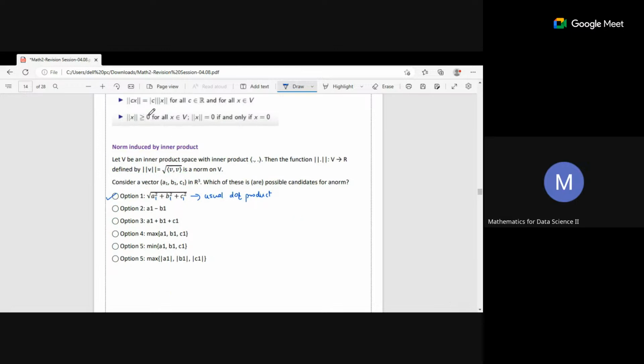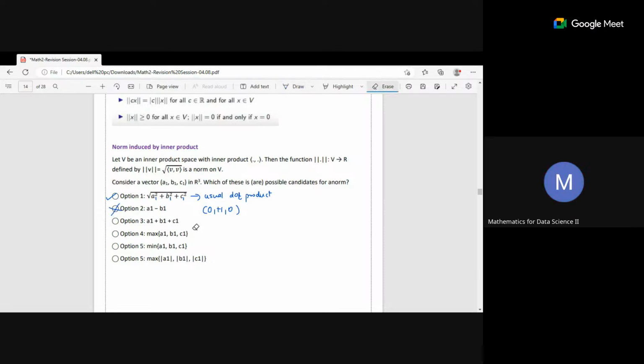A1 minus B1. Does it satisfy this norm greater or equal to 0 condition? No. Suppose you are having some vector like 0 minus 1, or 0 plus 1, 0 also. Then A1 minus B1 means it is simply minus 1. So this condition, the positivity fails.